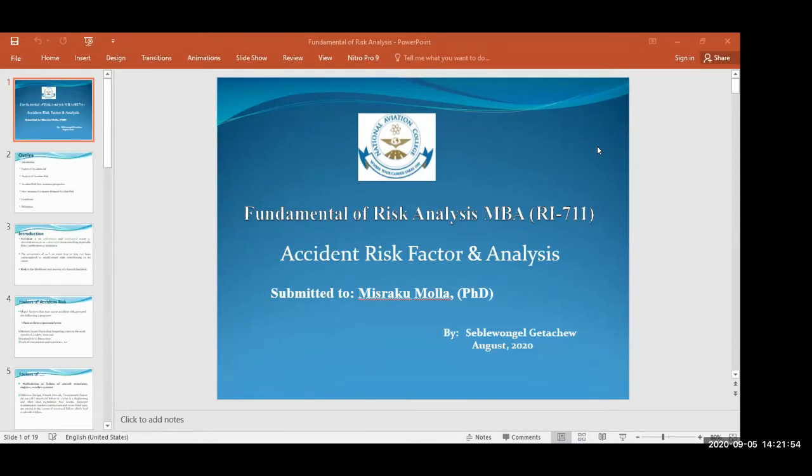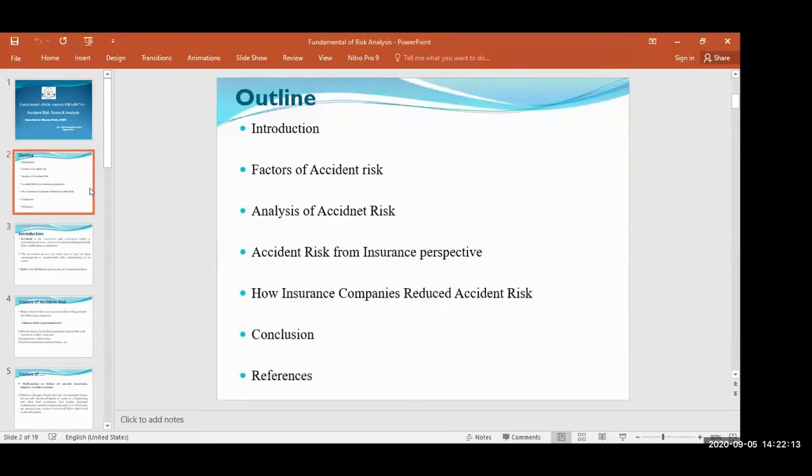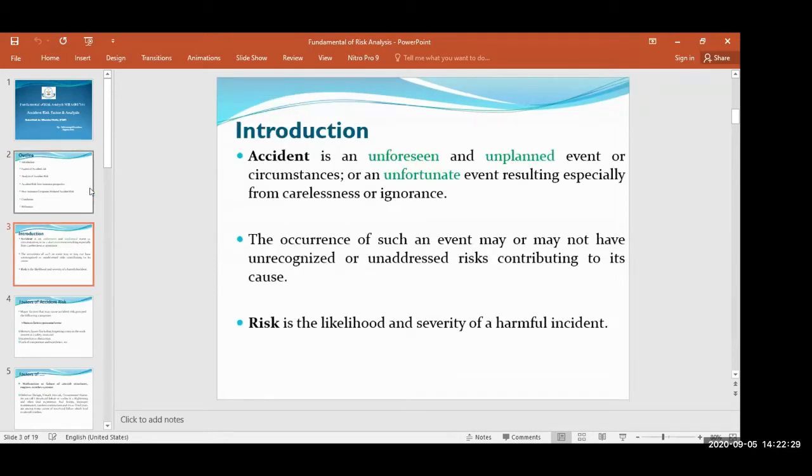So our assignment topic was accident risk factor and analysis from insurance perspective. So my presentation outlines: introduction, factor of accident risk, analysis of accident risk from insurance perspective, how insurance companies reduce accident risk, and its conclusion.